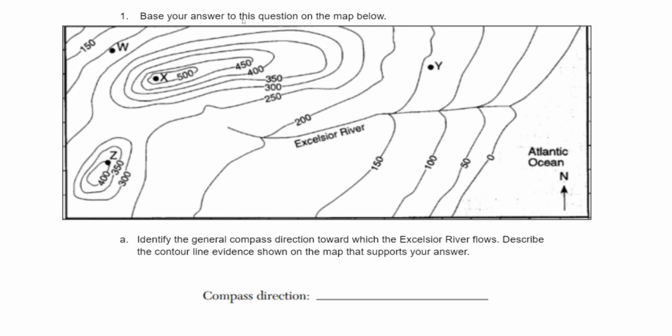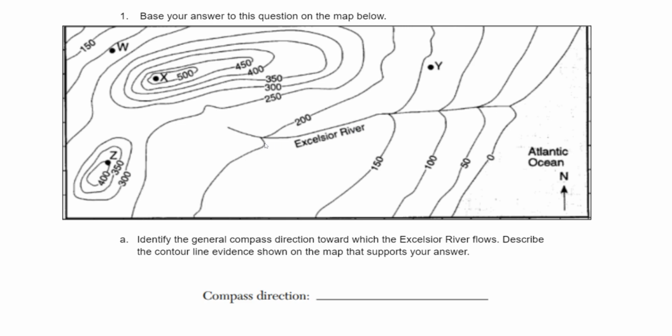So let's look at question number 1. It says, base your answer to this question on the map below. A. Identify the general compass direction towards which the Excelsior River flows. Describe the contour line evidence shown on the map that supports your answer. First, we're going to try to find the compass direction in which this Excelsior River right here flows.